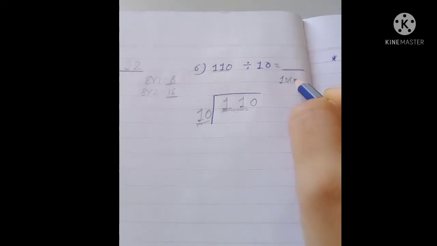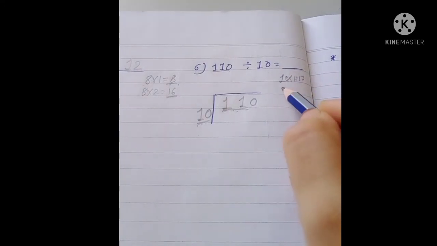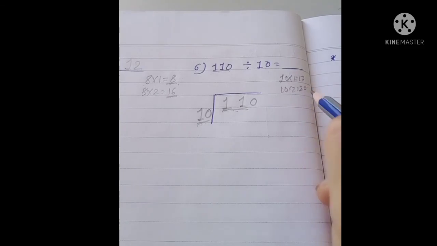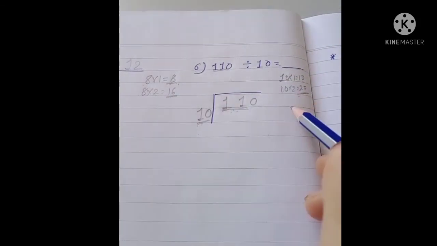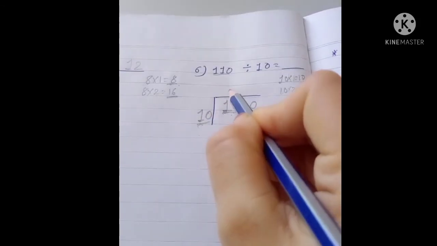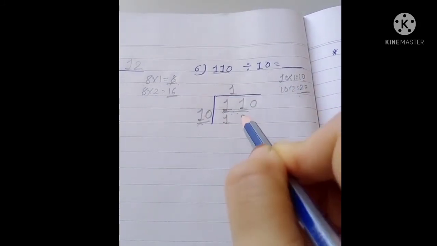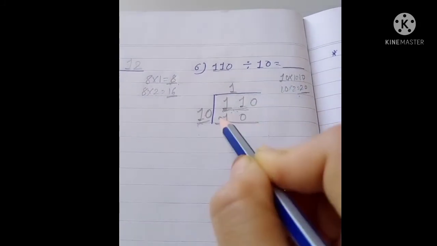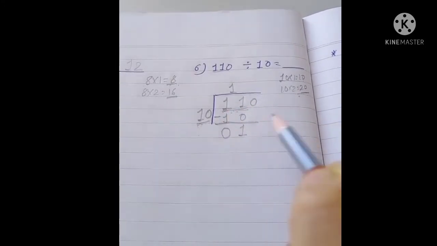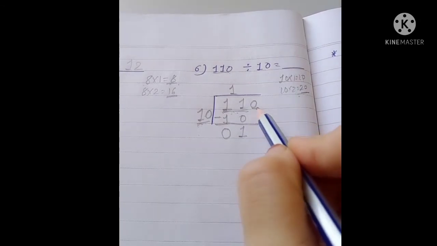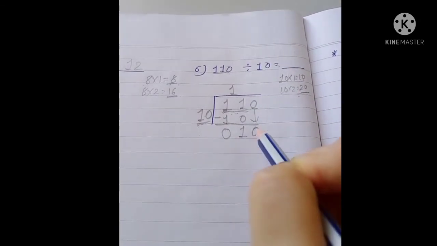So we have to speak table of 10 till we are getting 11 or less than 11, right? So 10 ones are 10, 10 twos are 20. Now students, here you can see 10 twos are 20, 20 is greater than 11, so we can't go for it. So now what to do? Now we have to concentrate on the previous one, means 10 ones are 10, so 10 is less than 11, so we can do it, means 10 ones are 10, right? Now we have to do the subtraction. 1 minus 0, 1. 1 minus 1, 0.